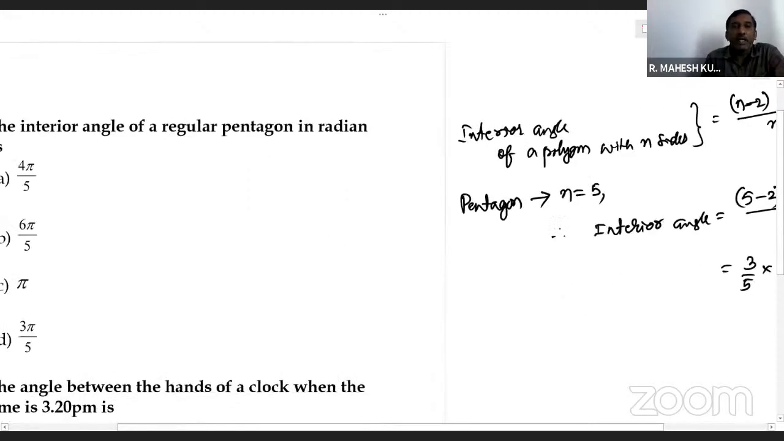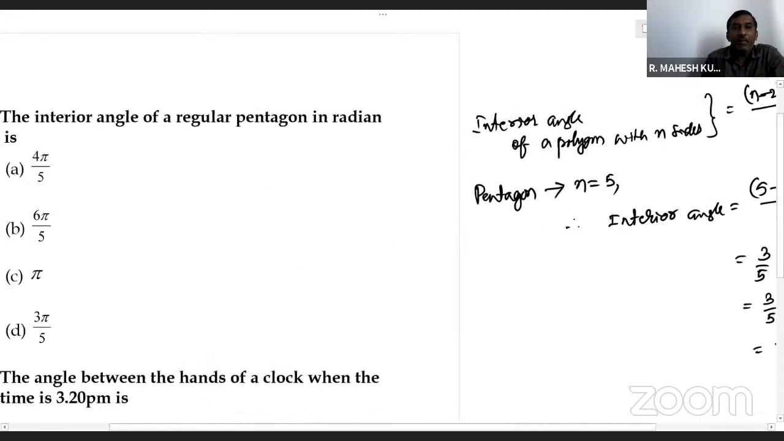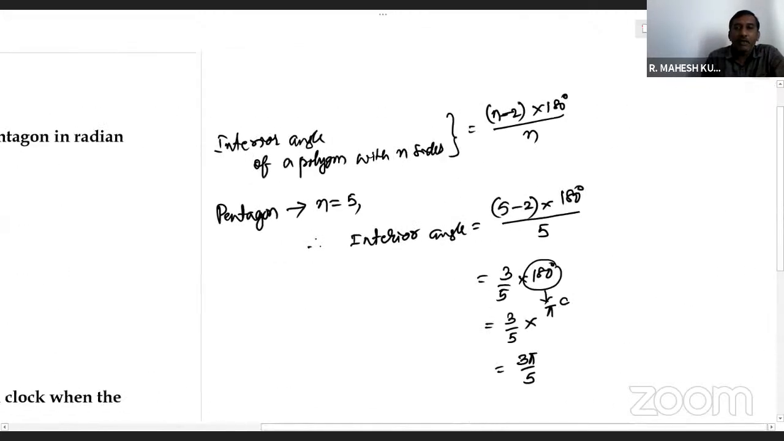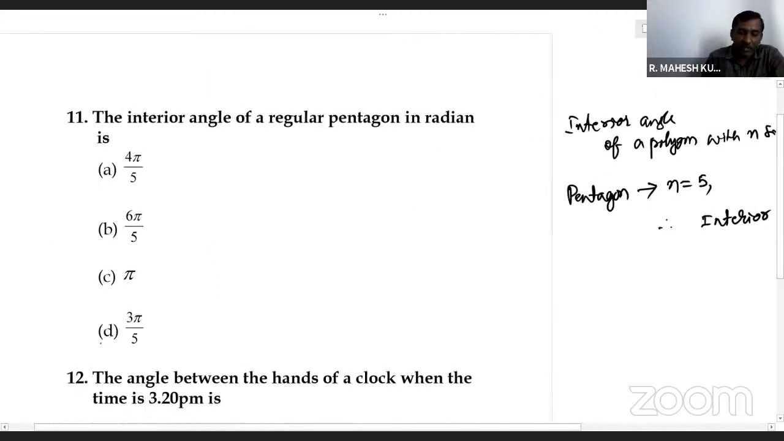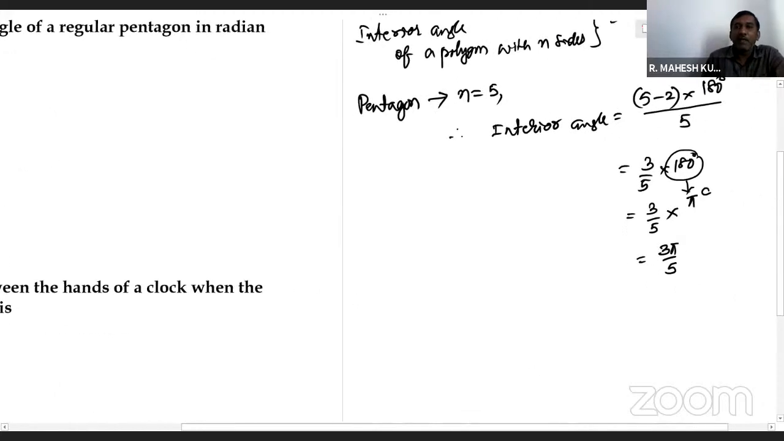Let us see the answer. It is in radian. Let us convert this to radian. It is going to be 3 by 5 into 180 degrees. You put that into radian. 180 degrees is going to be pi radian. 180 degrees is nothing but pi radian. So the answer for this is going to be 3 pi divided by 5 is going to be the correct answer. Look, option D is going to be the correct answer for this, 3 pi divided by 5.